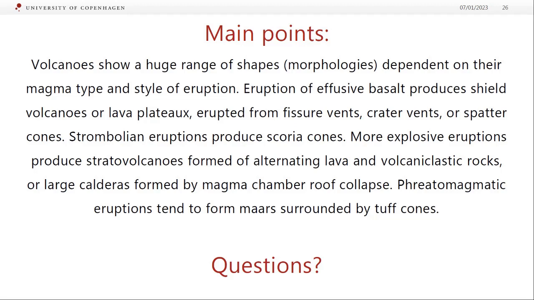Phreatomagmatic eruptions tend to produce maars surrounded by tuff cones. Does anyone have any questions about that section?